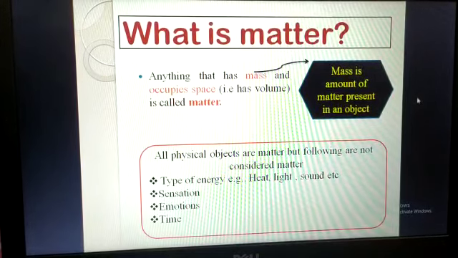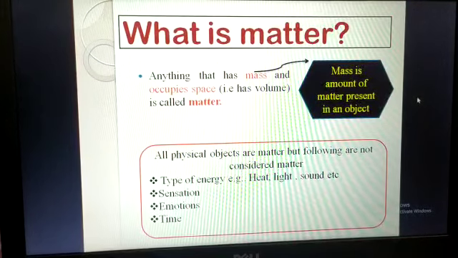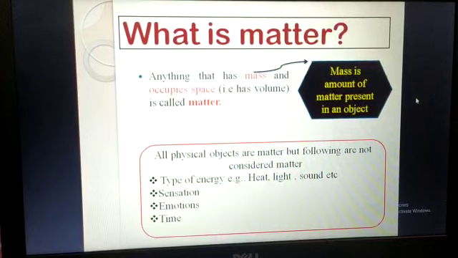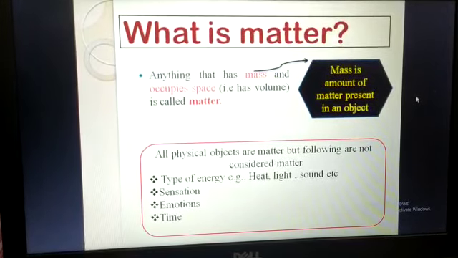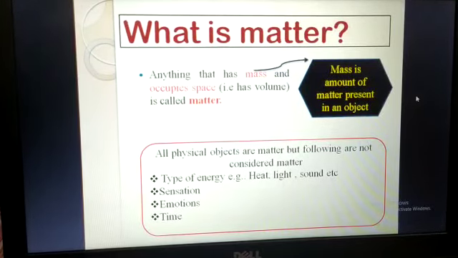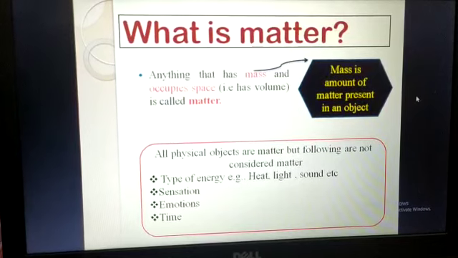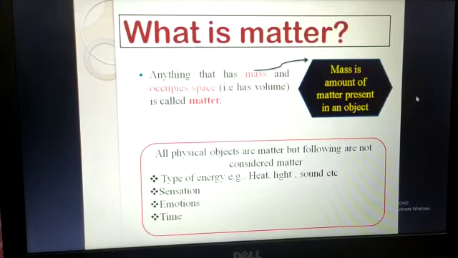Now the term mass. What is mass? It is the amount of matter present in an object, right? So everything in the universe is made up of matter. The air you breathe, the food you eat, the water you drink, the house you live in, the clothes you wear, the computers you are using, they all are composed of matter. Even we are made up of matter. Why? Because we have mass and we have volume. We occupy space, right?